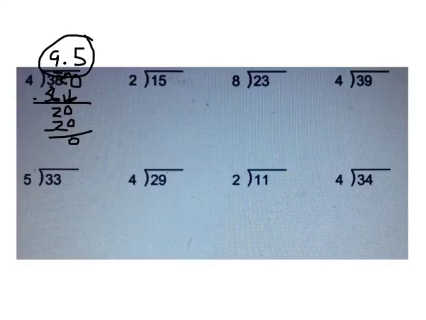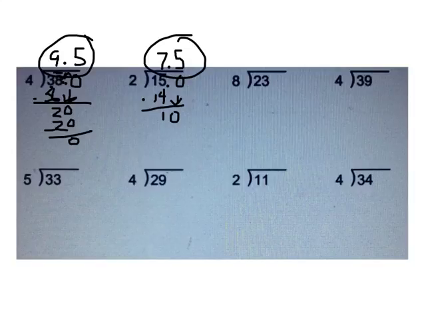Let's do another problem. What's 15 divided by 2? Add a decimal point and a 0 and bring the decimal straight up. Go ahead and solve that problem now. The correct answer is 7 5/10.